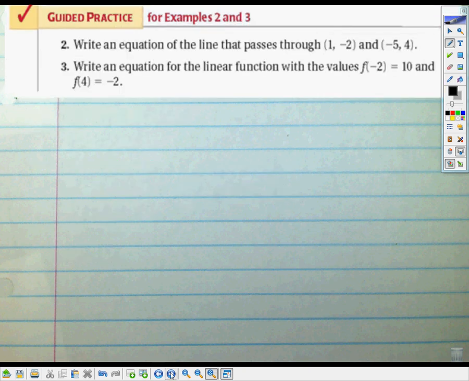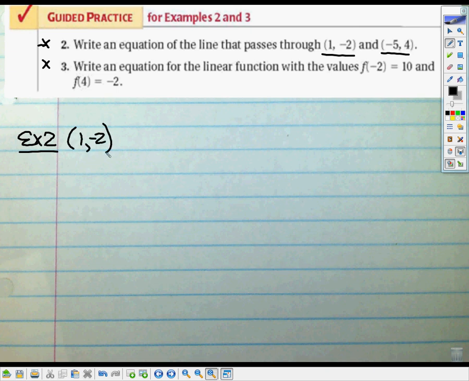Looking ahead to other ones that you might see examples of, these are guided practice 2 and 3 from your book. So if we go through a second example now, it says write an equation of a line that passes through this point and this point. So let's put those 2 points down.